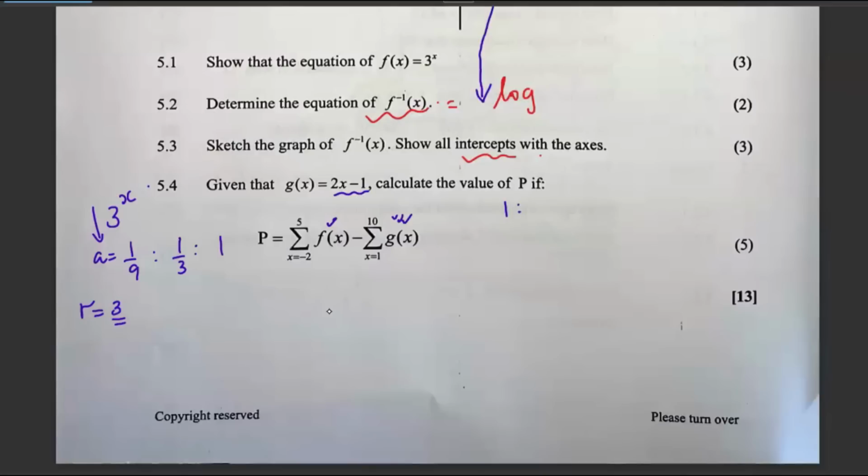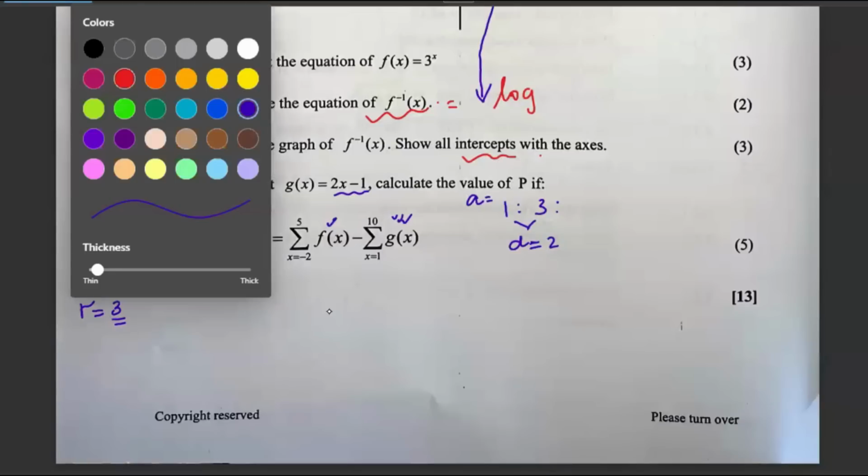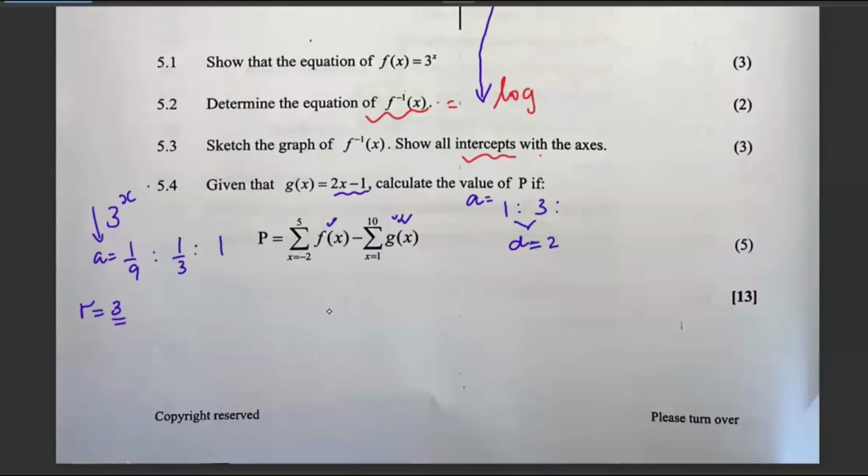If x is a 2, it's going to be a 3, and so on. So our common difference is 2, and our a is 1. Having established those facts, we also need to know how many terms there are in both this one and that one. To get the number of terms here, remember it's the last element minus the first one, and then you plus 1. So this is 7 plus 1, which means we have 8 terms here.